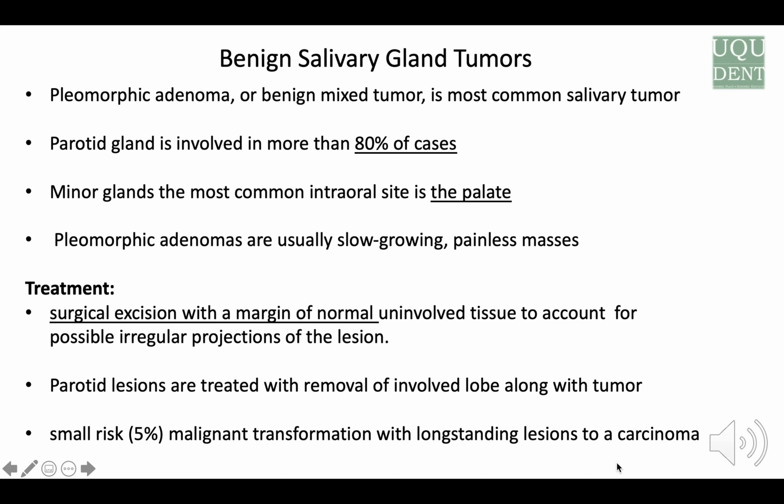The treatment, you have to do a surgical excision with a margin of normal tissue to account for a possible irregular projection of the lesion. Parotid lesions are treated with removal of the involved lobe along with the tumor. Meaning I will remove the tumor and the lobe, which is part of the parotid gland, involved with the tumor. Why do we care and sometimes take a safety margin? Because there is a small risk, 5%, that it can undergo malignant transformation to carcinoma in long-standing lesions.